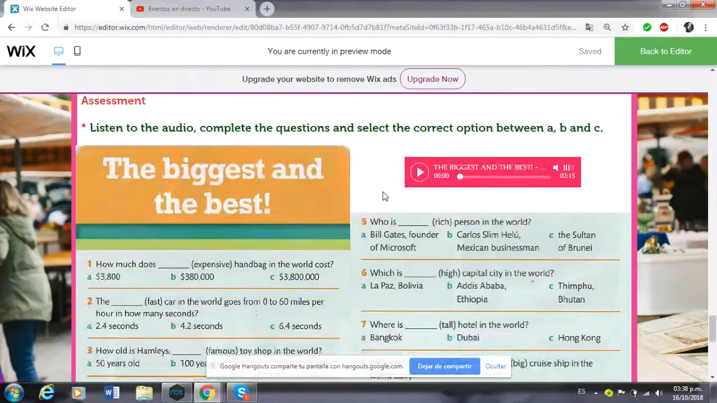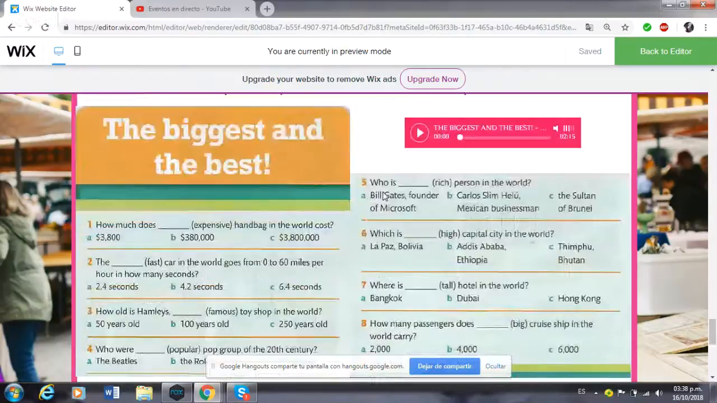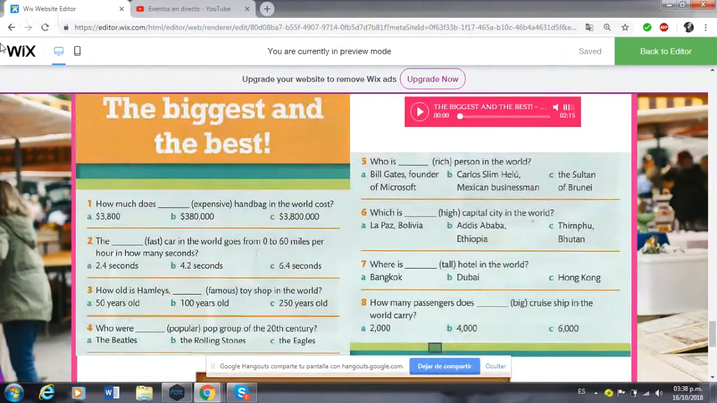That is, you need to listen to the audio. Yes, you need to listen to the audio several times, as many as you want, okay? Then you need to listen to this audio, The Biggest and the Best, and taking into account this audio, you are going to complete each one of the questions here, and after you are going to select the correct option between A, B, and C. Okay.